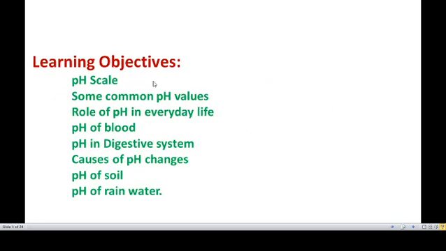Learning objectives: pH scale, some common pH values, the role of pH in everyday life, pH of blood, pH in the digestive system, causes of pH changes, pH of soil, pH of rainwater.